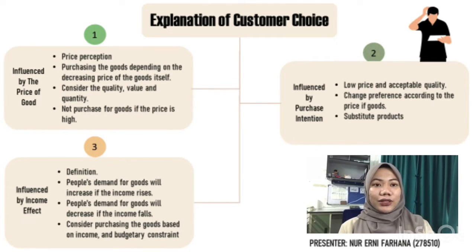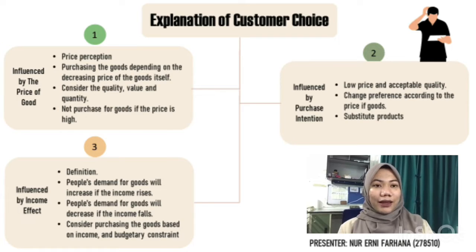Secondly, consumer choice is influenced by purchase intention. The majority of consumers intend to buy a product because of the low price and acceptable quality. Consumers will change their preference according to the price of goods. This is because, according to the third statement, 14 and 7 respondents strongly agree to purchase good A if the price of good B is increased.